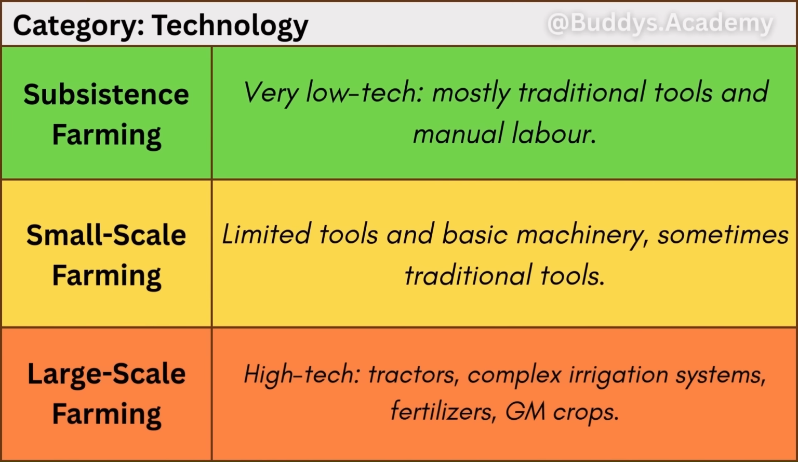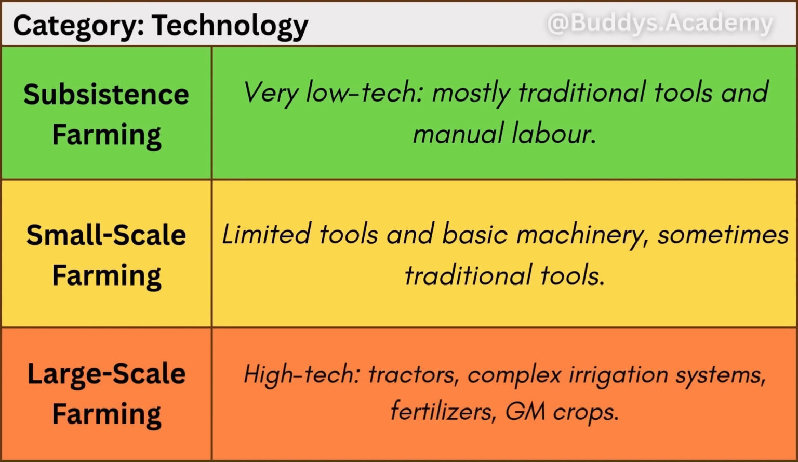Now, our next category will be technology. So for your subsistence farming, it's going to be very low tech. That means that you're mostly going to use your traditional tools and you need to use your manual labor. Now, instead of having things like tractors, you're going to have your oxen-driven plows. So that means that all the farming that's going to be done under your subsistence level is all going to be done manually, either by women, by children, or your other family members.